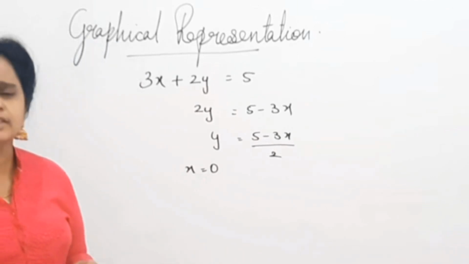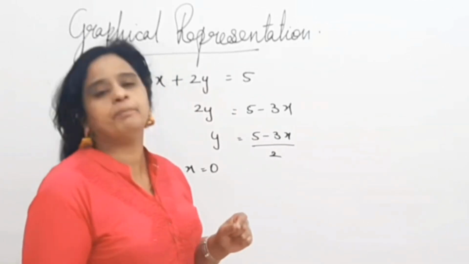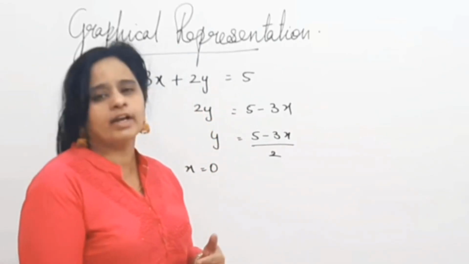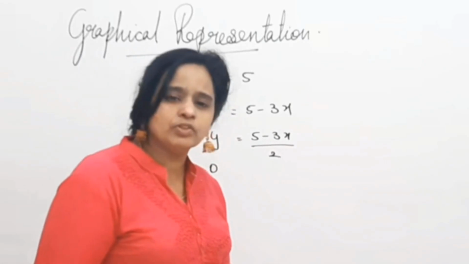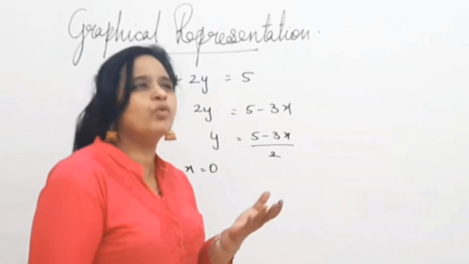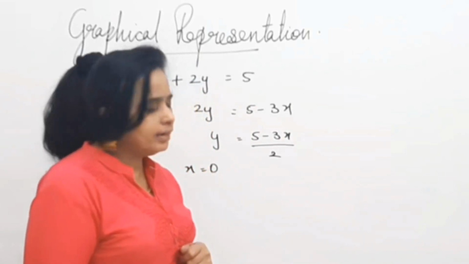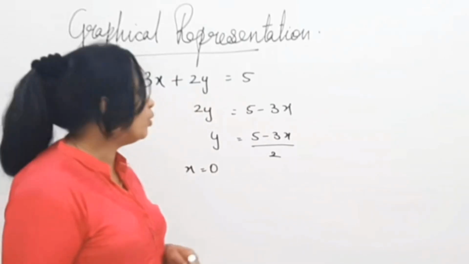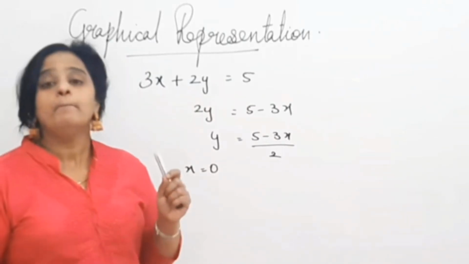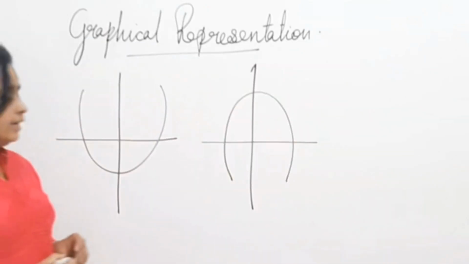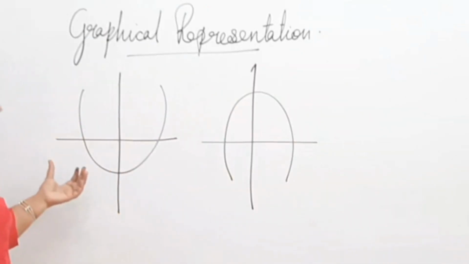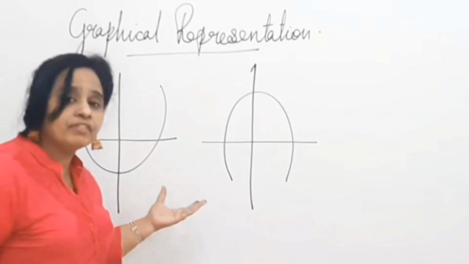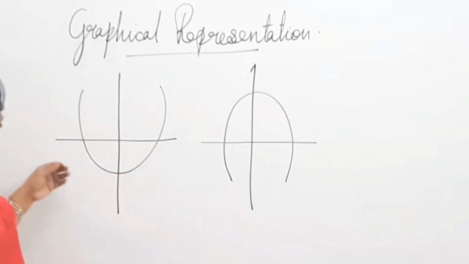Now the question is, what would be the graphical representation for the quadratic polynomial? We have the quadratic polynomial, and we have the zeros of the quadratic polynomial. Now what would be the graphical representation? The graphical representation of a quadratic polynomial will be the parabola. So children, now you can see the shapes of the graphical representation of the quadratic polynomial.